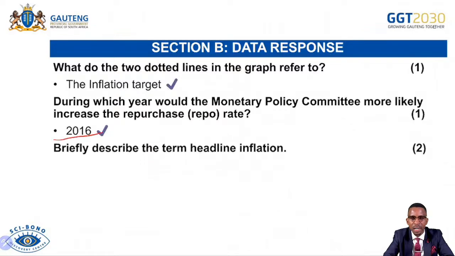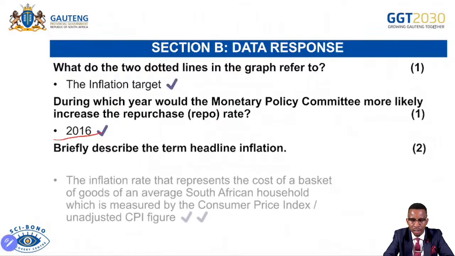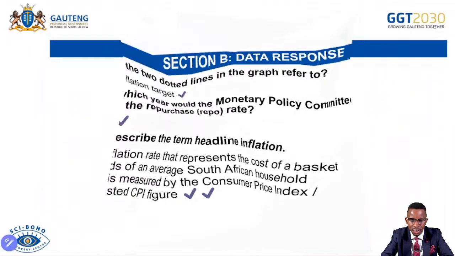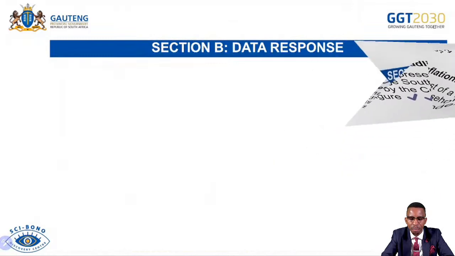Briefly describe the term headline inflation. This is the inflation that has not been adjusted. It has the effect of interest rate. It is the inflation rate that represents the cost of the basket of goods and services of the average South African household, which is measured by the consumer price index, unadjusted inflation. So it has not been adjusted. Our CPI figures have not been adjusted for interest rate. It has the effect of the interest rate.